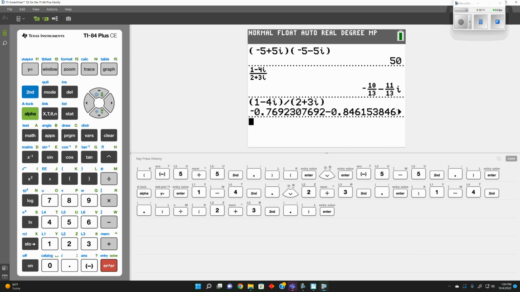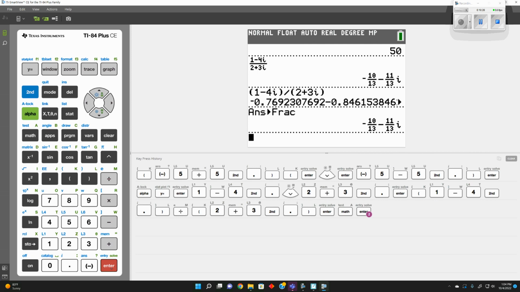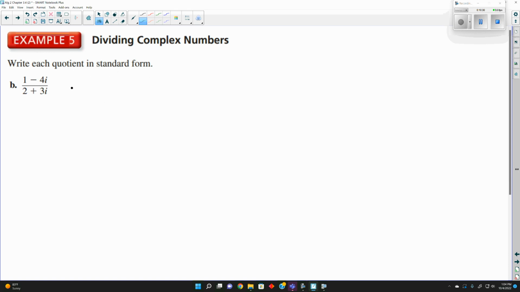Now it gave us a decimal, which is fine, because what we can do at this point is hit math, enter, enter, and it'll convert it back to a fraction. So the answer for this here is negative 10/13 minus 11/13 i. And that's the answer. Questions on these here?